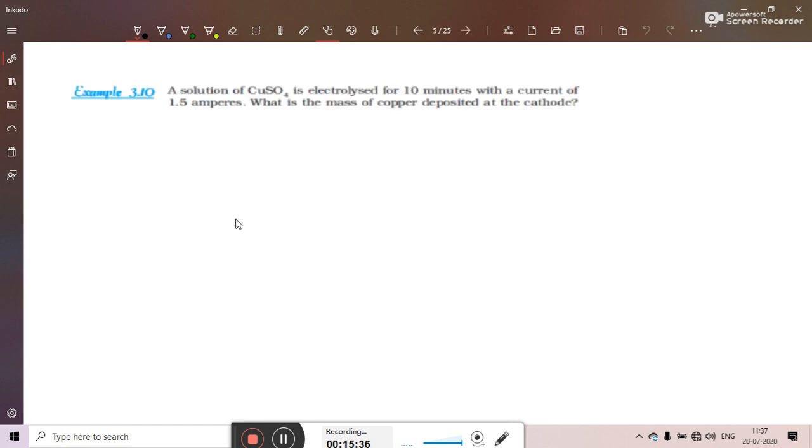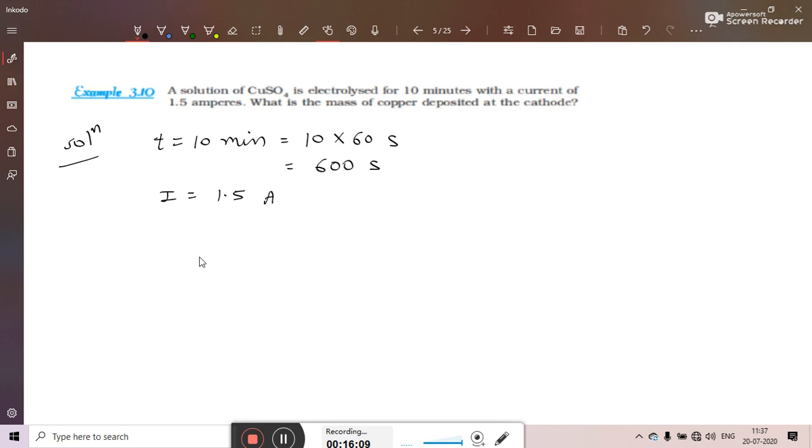Now let us see the next question. Example number 10. A solution of copper sulfate is electrolyzed for 10 minutes. So T equal to 10 minutes. Now we have to convert it into seconds. So that is equal to 10 into 60 seconds, that is 600 seconds, with a current of 1.5 ampere. So I equal to 1.5 ampere. What is the mass of copper deposited at the cathode?